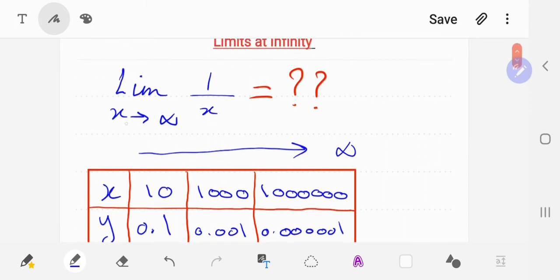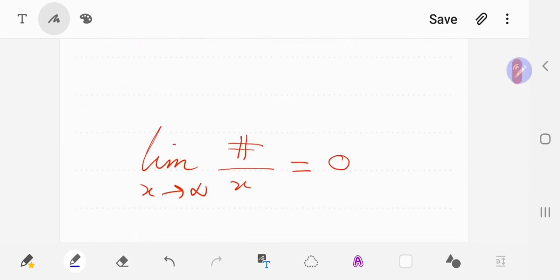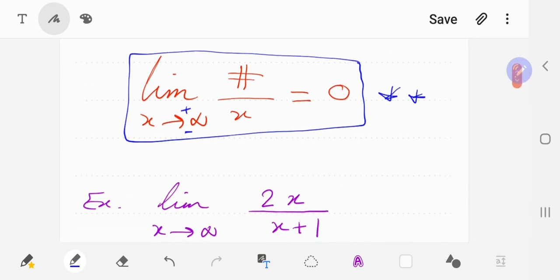This means the limit of 1 over x as x approaches infinity, or negative infinity, of course, will be the same thing. So as x approaches infinity or negative infinity, the answer will be equal to 0. The answer is 0 when you divide a number by infinity. And this rule is very important and we're going to use it later.